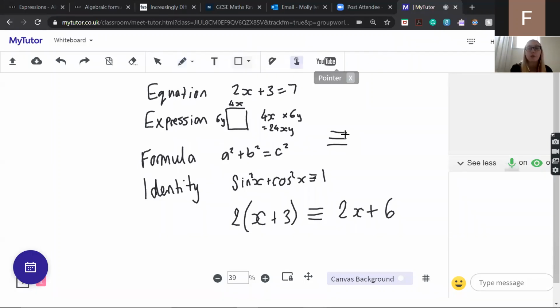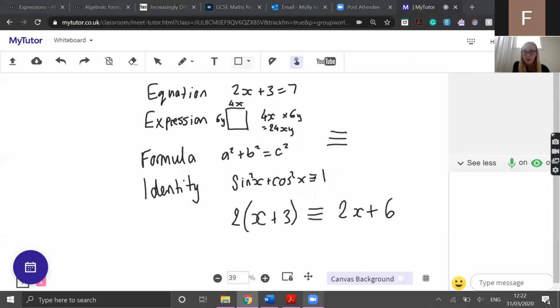And that's why these are called trig identities, because it's not a formula. We're not trying to show anything by it. So hopefully that makes sense.